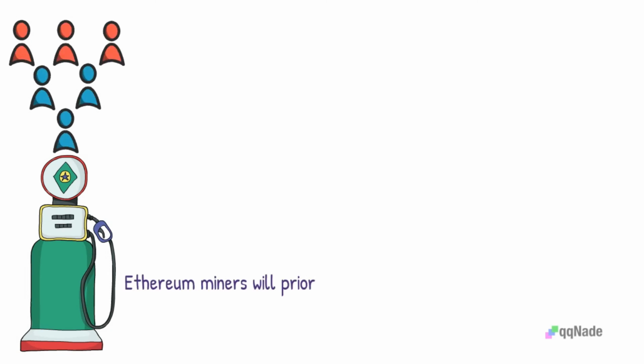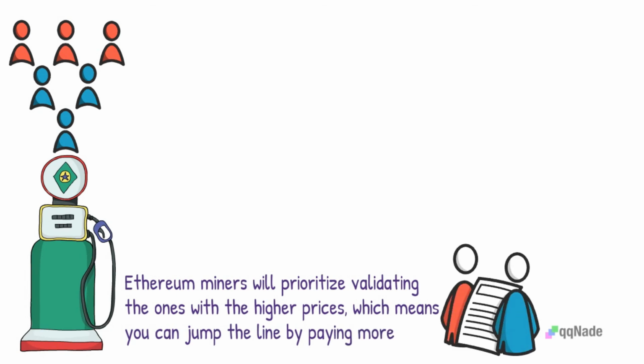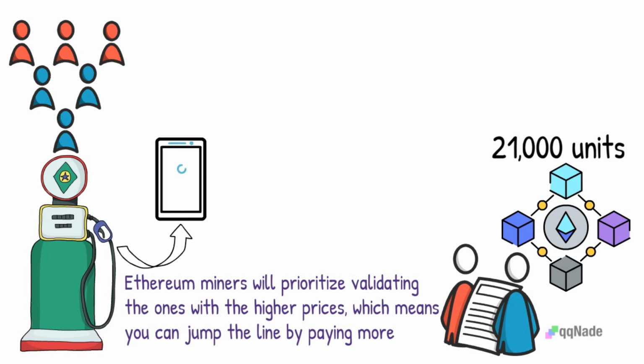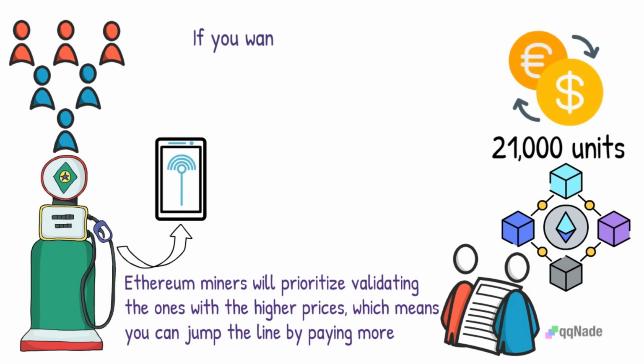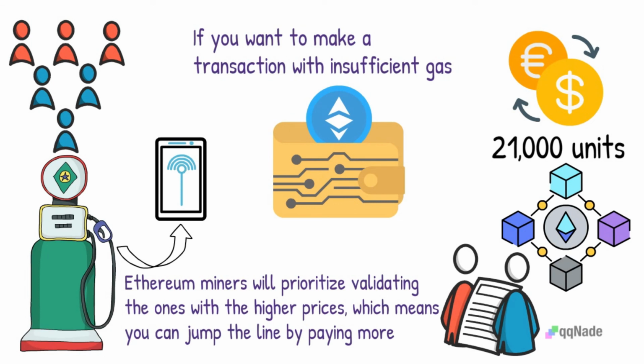Ethereum miners will prioritize validating the ones with the higher prices, which means you can jump the line by paying more. Speaking of which, there's something called a gas limit, and it's literally the maximum amount you're willing to pay for a transaction. The average amount for a transaction on the Ethereum blockchain is 21,000 units, but you'll have to pay more if you're executing more rigorous commands. Gas limits exist to protect you from paying too much if there are errors or bugs in the smart contract. The transaction just won't work until things are back to normal. If you want to make a transaction with insufficient gas, the miners will record it as a failed transaction.